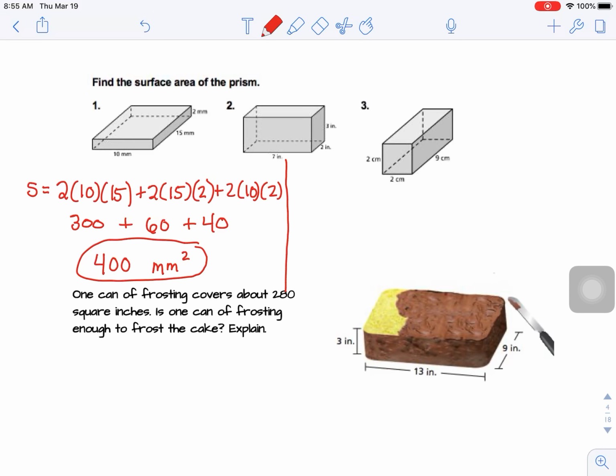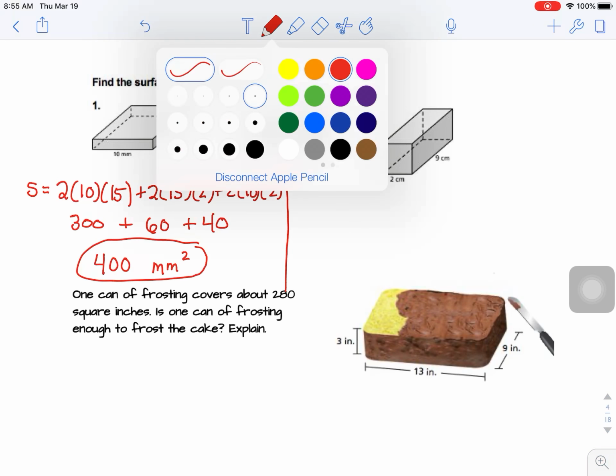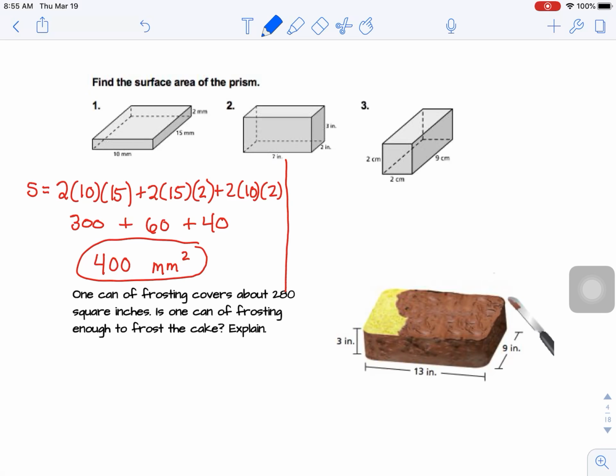Same idea for this next one. Okay, so switch colors here. For the next one, if I want to find the area, maybe this one I'll do the other way. So I want to find the top and bottom. This piece here in blue, I can see was 7 times 2. And remember, there's 2 of them. So 2 times 7 times 2. 14 times 2 would give me 28.